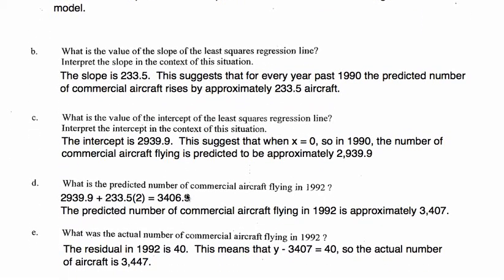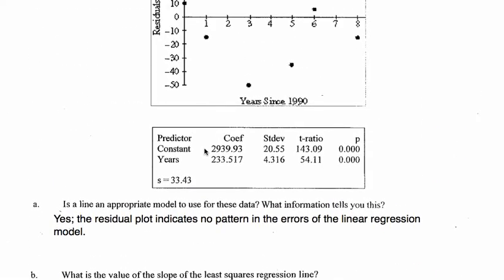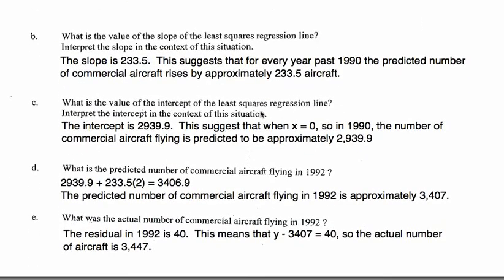In part D, you're making a prediction for the number of commercial aircraft in 1992. So our regression line has the intercept plus the slope times the value of x. Be careful, the value of x is not 1992, it is strictly the 2. Remember, on the x-axis, right here, these values represent the years since 1990. So you have to make sure when you make that prediction, you put in a 2, not a 1992. So the predicted number of commercial aircraft flying is approximately 3,407.